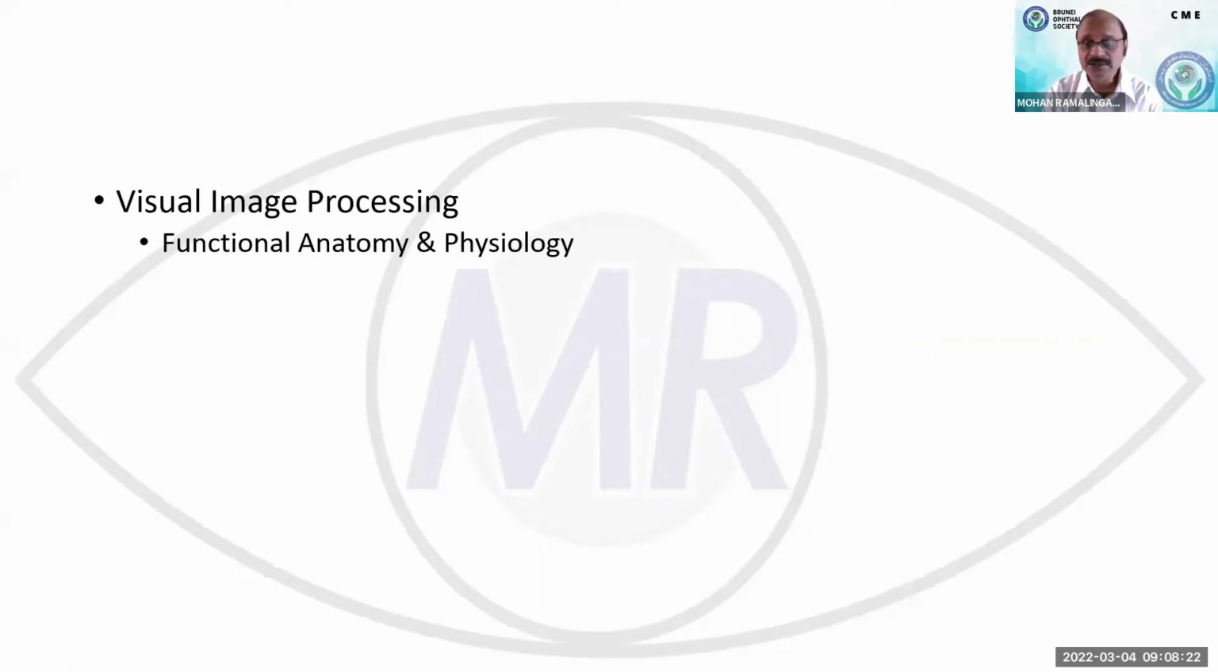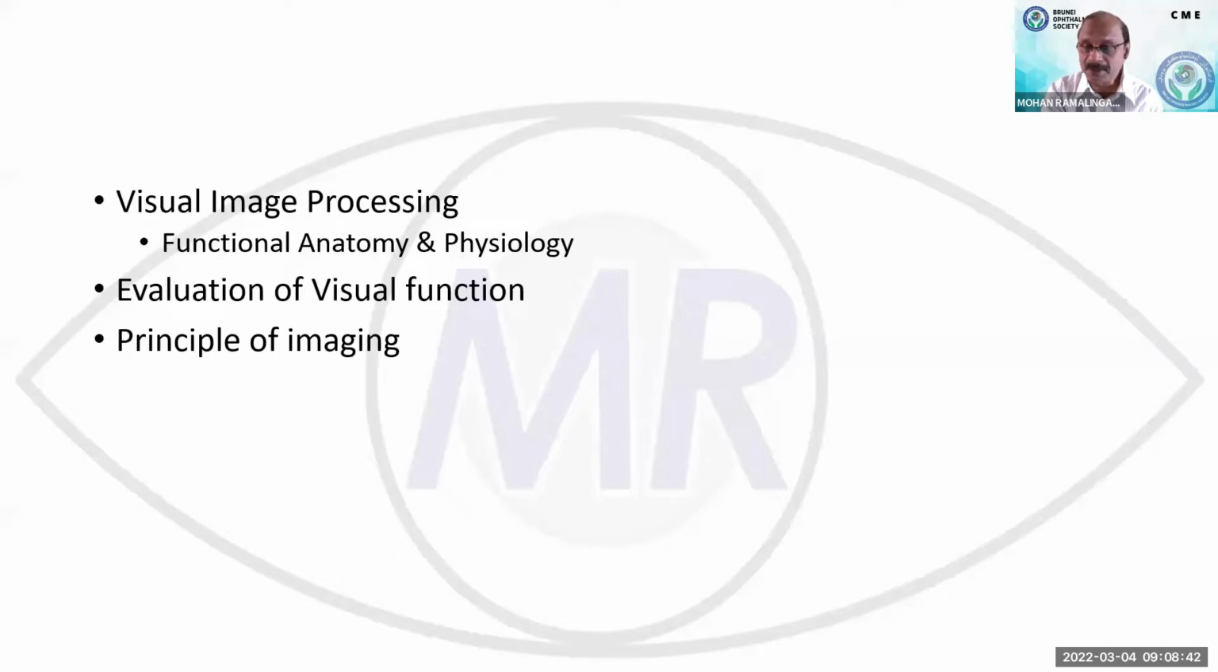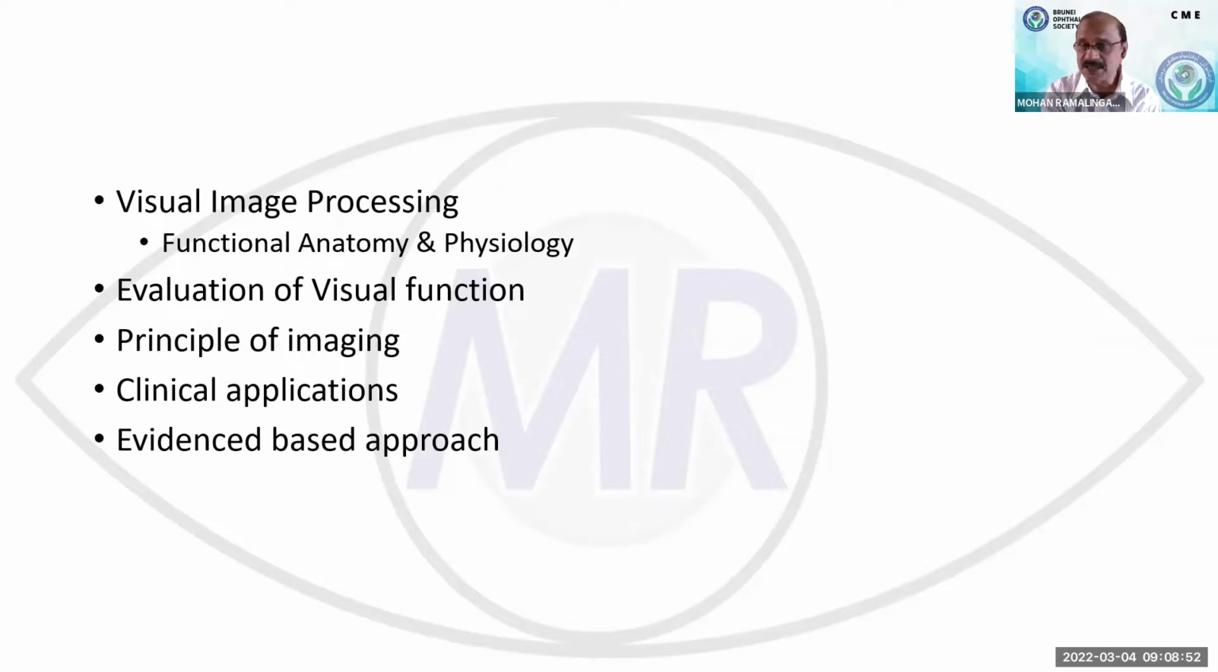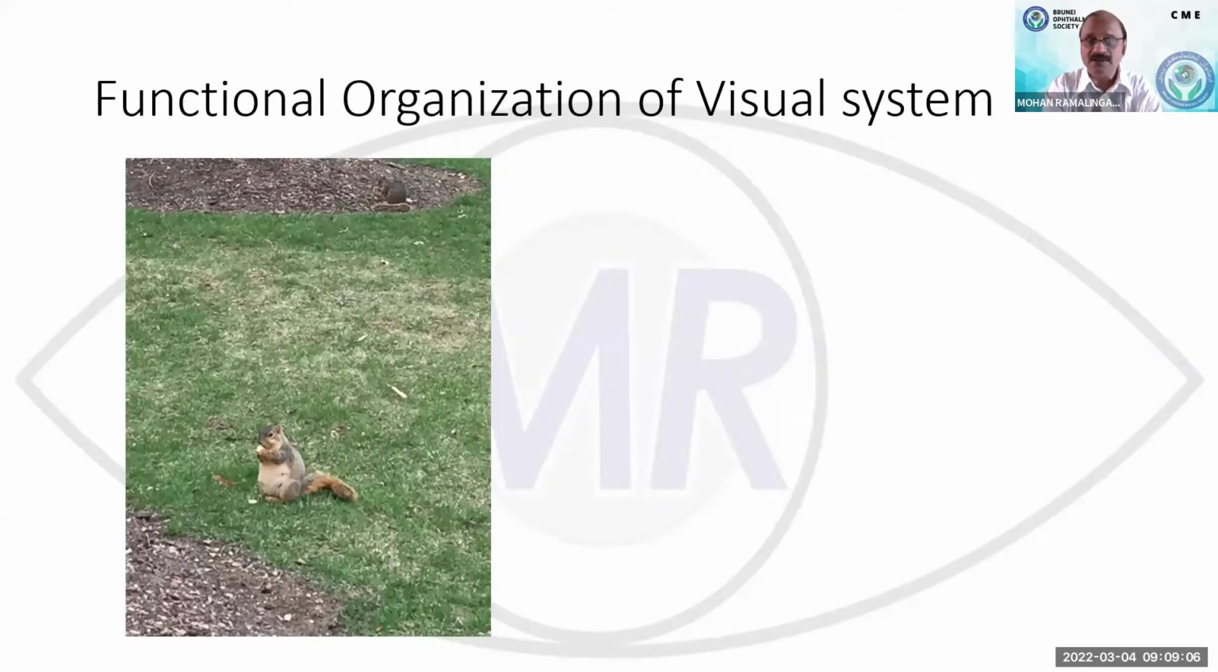So this lecture will be based on basic functional anatomy and physiology of the visual system to understand what we are discussing, and evaluation of the visual function, the principle of imaging, the current topic of discussion, its clinical applications, and some evidence-based approach and limitations. And of course, the future directions of our understanding. Now, let us begin with the basic functional organization of the visual system.